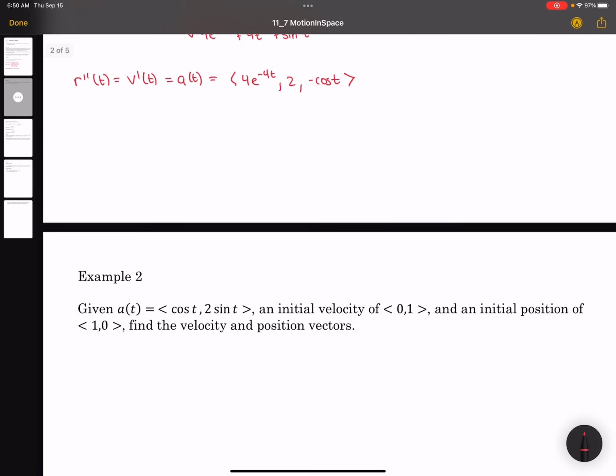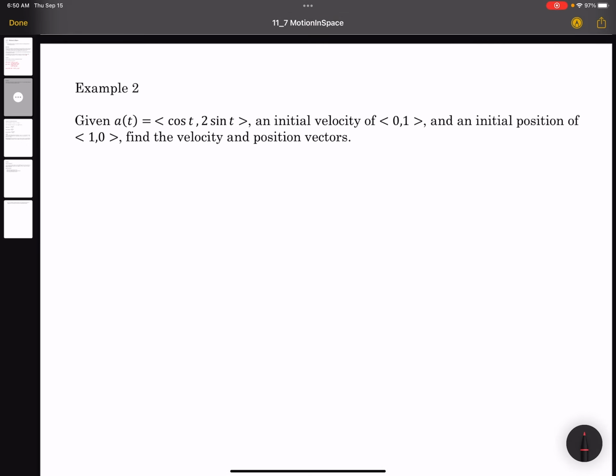Next we have, so we're given this acceleration vector that's cosine t and 2 sine t, and we have an initial velocity of 0, 1, and an initial position of 1, 0, and we want to find the velocity and position vectors. So given acceleration, we know that velocity is equal to the antiderivative of our acceleration vector. And then we're going to say plus a constant, but we'll see that.